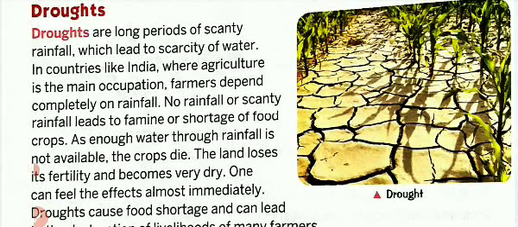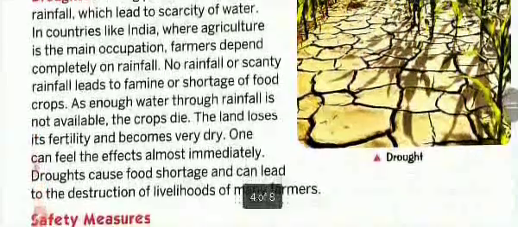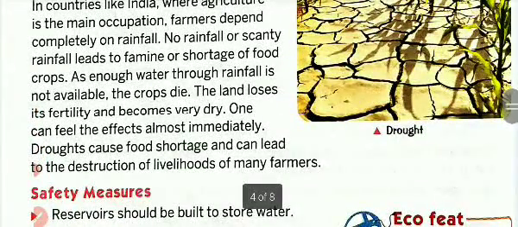Droughts are long periods of scanty rainfall which lead to scarcity of water. In countries like India, where agriculture is the main occupation, farmers depend completely on rainfall. No rainfall or scanty rainfall leads to famine or shortage of food. Quite obvious, children, if there is no rainfall, then the farmers will not be able to cultivate the crops. They will say no to agriculture, and if it is no to agriculture, then there are no crops. So that is known as famine.